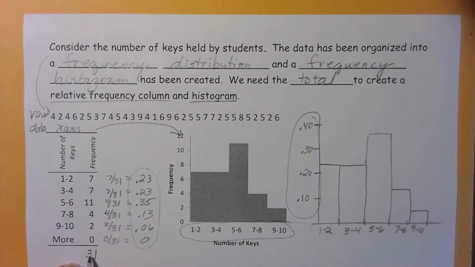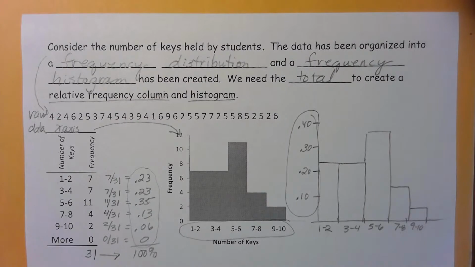So you recognize that the total of 31 frequency, 31 students, relates to 100%. So really this column should add up to 100%. I'm trying to mimic the things that you would be asked in your MyMathLab. That wasn't too terribly hard.